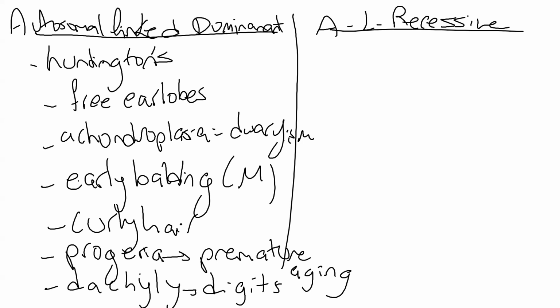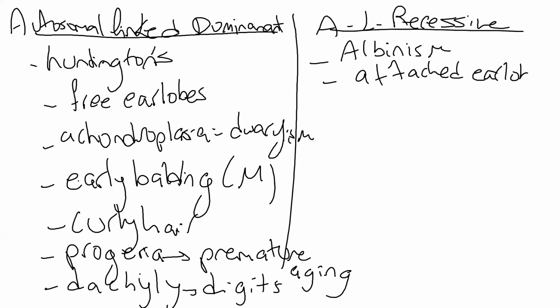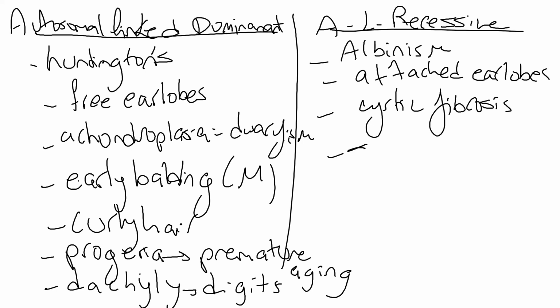The recessive autosomal linked are albinism, attached earlobes. The free is autosomal linked dominant. The attached ones are recessive. Attached earlobes. Cystic fibrosis, which we just spoke about. Sickle cell anemia, which we also spoke about, is recessive, and the Tay-Sachs.